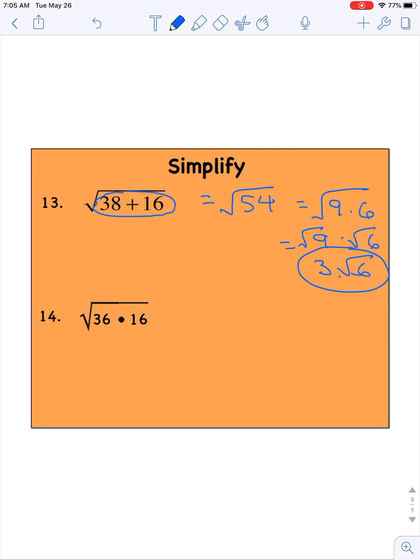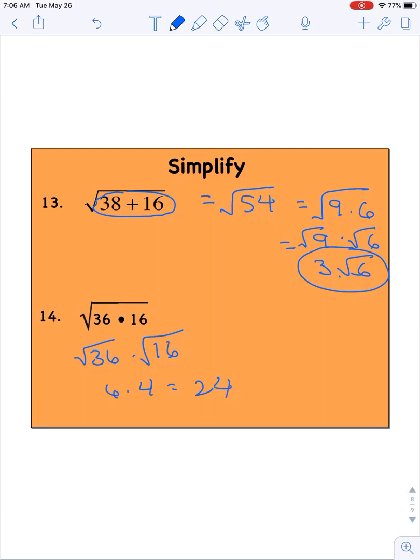Now that last step in our process, I always said go back and see if you can simplify more, because if you don't pull out the largest perfect square here, then you're going to have more to simplify. So always try to get the largest perfect square that goes in there. And this last one, again, I would just separate them because they're both perfect squares, and that gives us 6 times 4, which is 24.